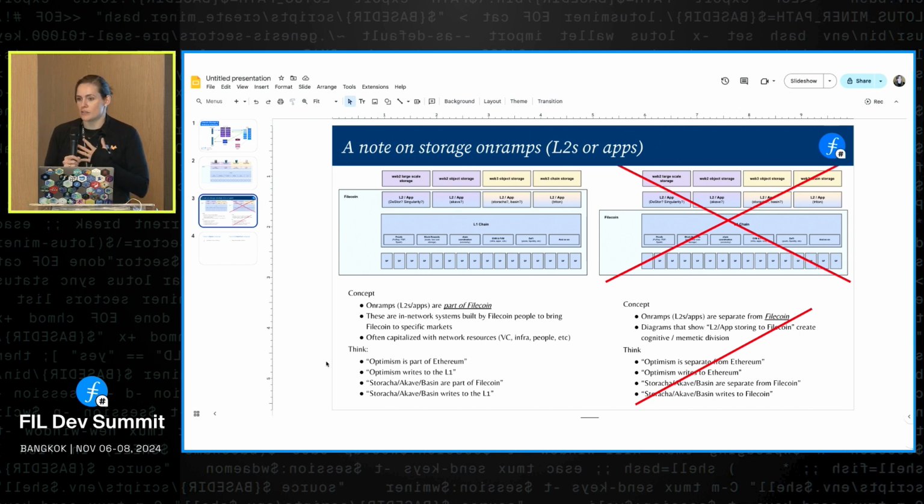Similarly, the language we want to use here: Sriracha, Akave, Basin are part of Filecoin. They write to the L1, they extend the L1 and customize and make changes within their L2s or their applications. But they are not separate from Filecoin, the way that Optimism is not separate and other from Ethereum. They've worked really hard to make sure that that is clear to the wider community and ecosystem.